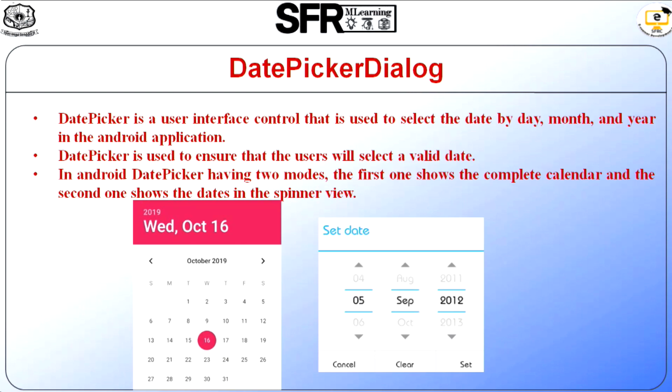The last one is the date picker dialog. Date picker dialog is a user interface control that can be used to select the date by day, month and year in an Android application. Date picker is used to ensure that users will select a valid date. In Android, date picker has two modes. The first one shows the complete calendar and the second one shows the dates in a spinner view. The following figure is an example of the two style modes.